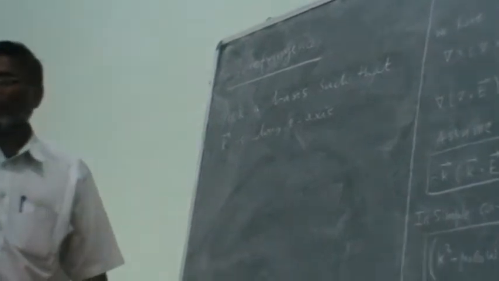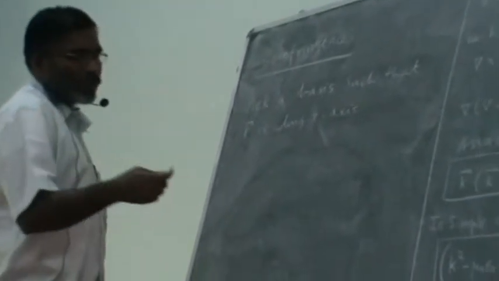I can choose a basis to simplify the calculation. So pick a basis such that the k is along the z-axis. Then what is k? k is 0, 0, 1, or 0, 0, k, the modulus k.